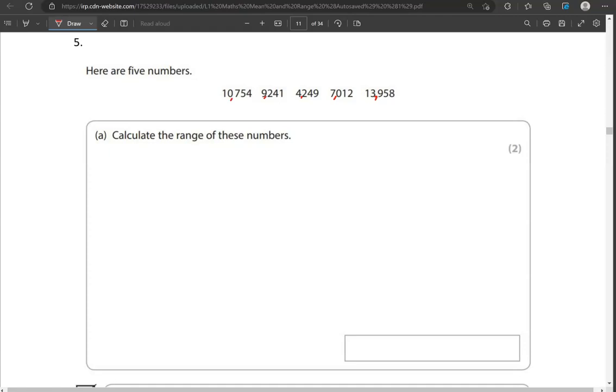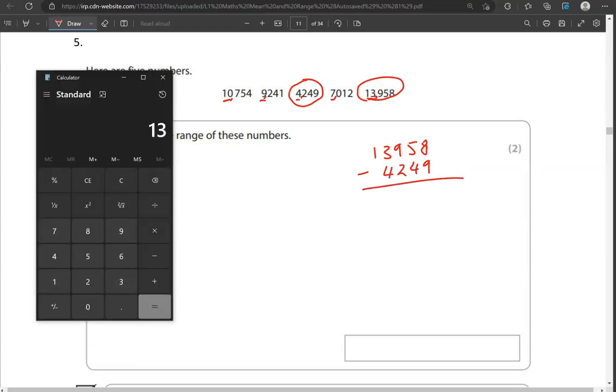So as the thousands have a greater value, we can focus on those. So we've got 10,000, 9,000, 4,000, 7,000, 13,000. 13,958 is the highest number, and we're going to take away the lowest, which is 4,249. And that is 9,709.